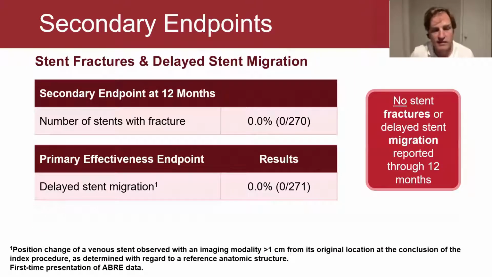Of significance in this patient population, we saw no stent fractures and no delayed stent migration. I think it is particularly important to note that with 44% of the patients having a stent under the inguinal ligament, this means we really can comment on stent fractures in this patient group.